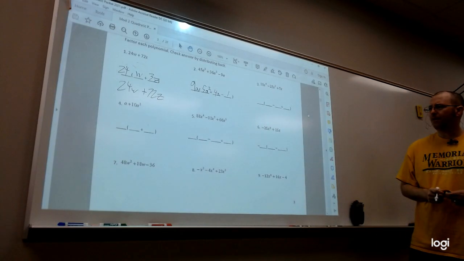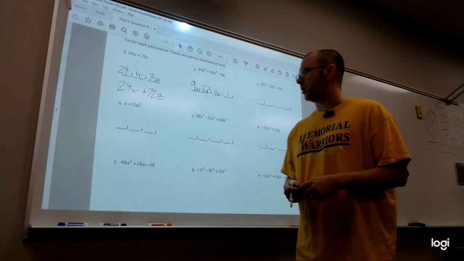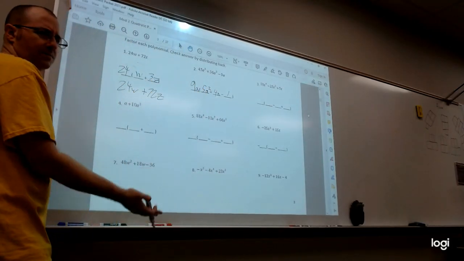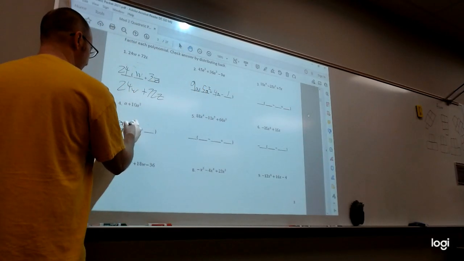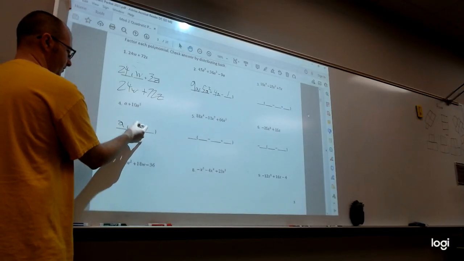What about number 4? What's the greatest common factor in number 4? Yeah, it's just A. Okay, you don't really pull a 1 out because 1 times anything is itself. So you're just going to pull the A out. If you want to think of it as 1A, that's fine. And then what's it going to multiply? What binomial?